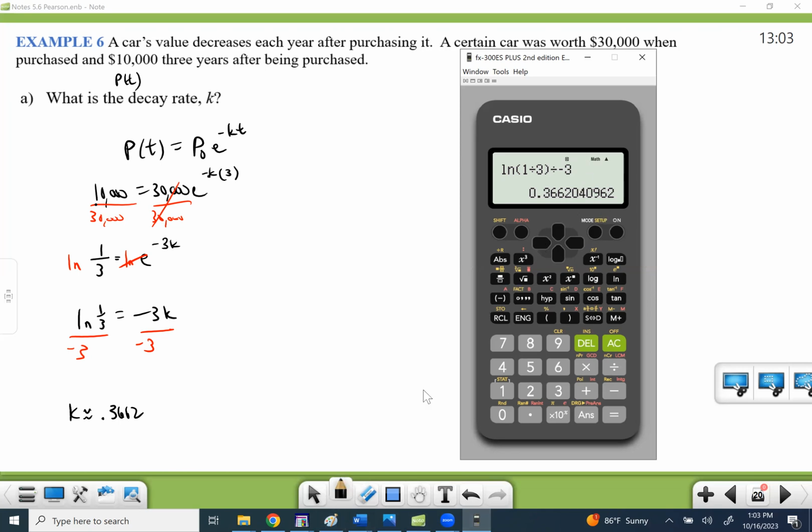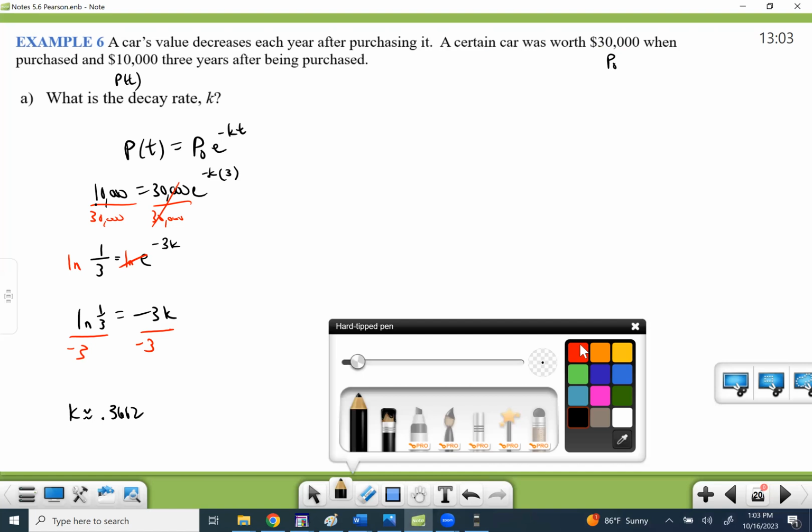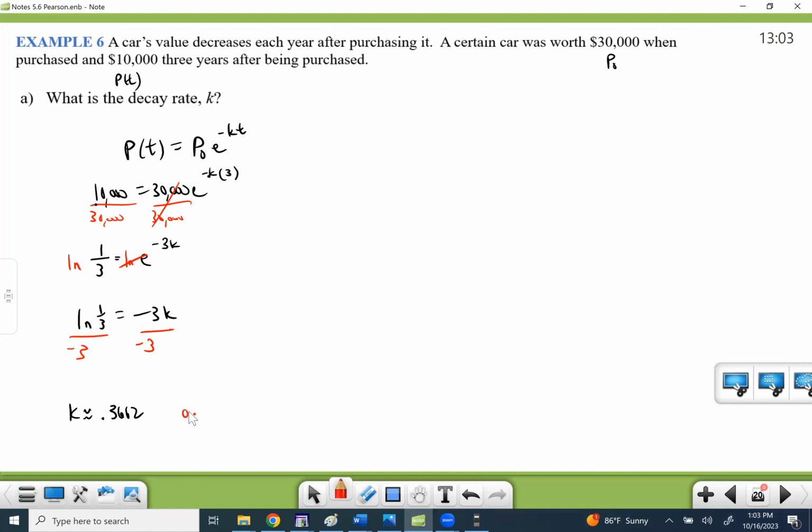Just wants to decay. If we had to turn it into a percent, depending on what my math lab's asking for, then you would move the decimal 2 times. So it would be 36.62%. Oof, nobody wants to hear that as their decay rate and the value of their car after purchasing it, right? Okay.